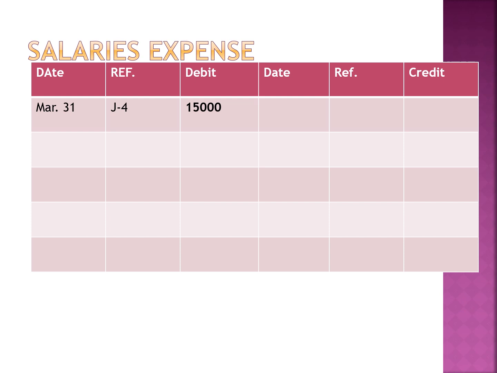Salaries expense, the last entry on our journal book was March 31, which debited salaries expense. So that's why we also post here on the debit side 15,000 for salaries expense. And the reference or source is from journal page 4.